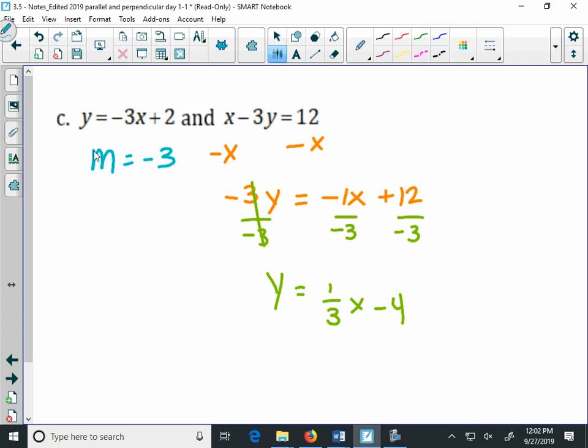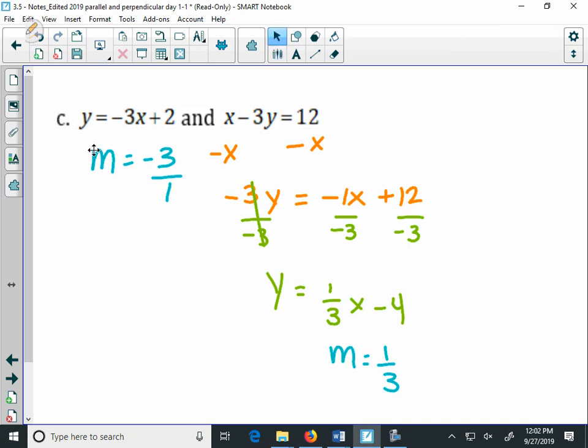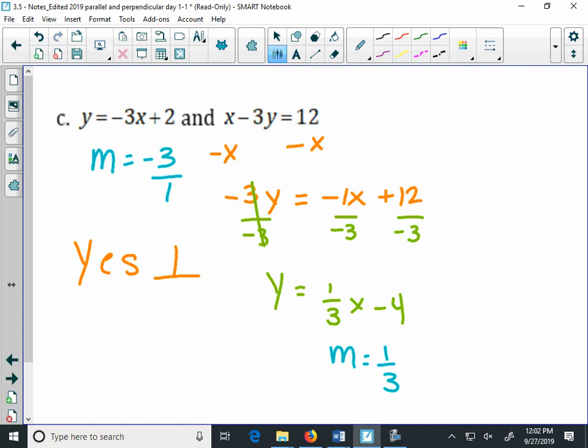What is the slope of my line now? 1/3. Are they opposites? Yes. Are they reciprocals? Yes. Again, if it helps, put it over 1. We flip 3 over 1. We get 1/3. So are these perpendicular? Again, you could have plugged that into Desmos without having to solve and do the little paper trick.